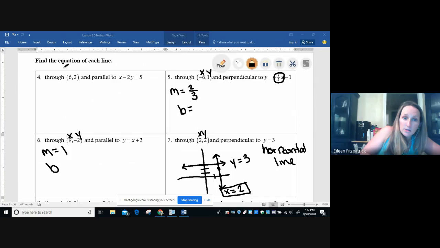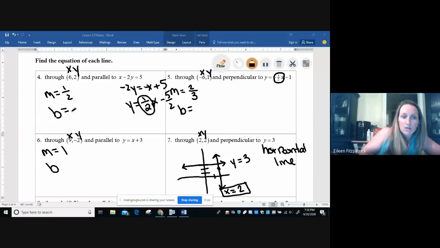For this one, this is your x, this is your y. You need to get this equation in slope-intercept form. So subtract the x from both sides. Negative plus 5. Divide both sides by -2. So you have 1/2 x, and that'll be -5/2. So this is your m, right? M is equal to 1/2. This is your x and your y. Solve for b, and then you can write your equation.